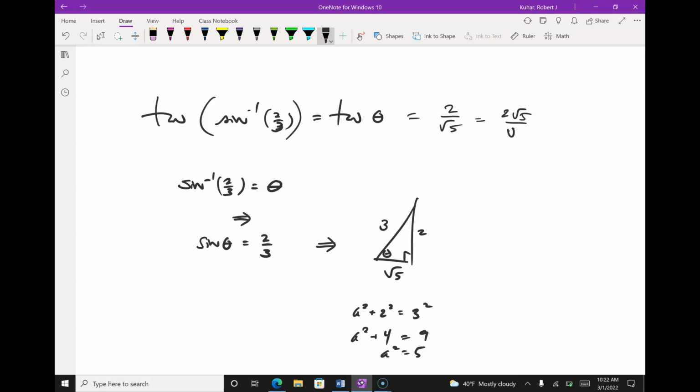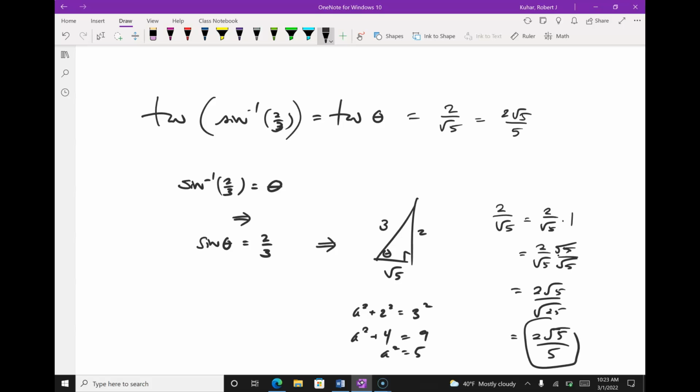Does anybody need to see the rationalization? Yep. So I know 2 over rad 5 is 2 over rad 5 times 1, which is 2 over rad 5 times rad 5 over itself. We always do the irrational over itself. So I get 2 rad 5 over rad 25, or 2 rad 5 over 5. It's just all this pre-cal crap starts coming back. Trig and pre-cal.